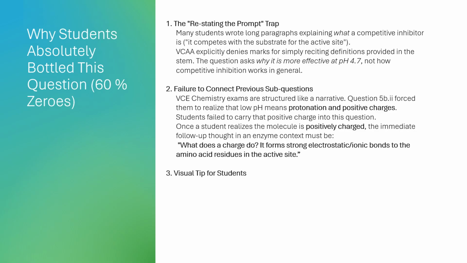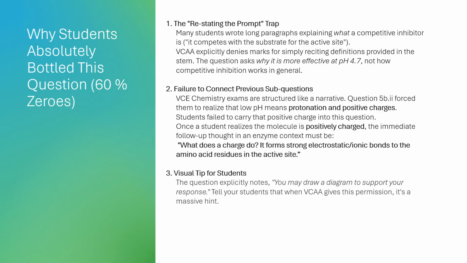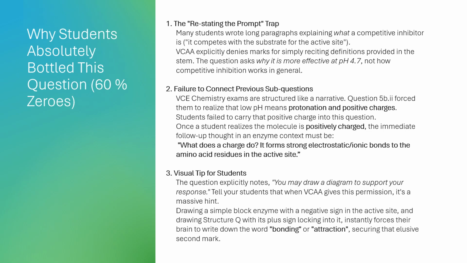3. Visual tip for students. The question explicitly notes, you may draw a diagram to support your response. Tell your students that when VCAA gives this permission, it's a massive hint. Drawing a simple block enzyme with a negative sign in the active site, and drawing structure Q with its plus sign locking into it, instantly forces their brain to write down the word bonding, or attraction, securing that elusive second mark.